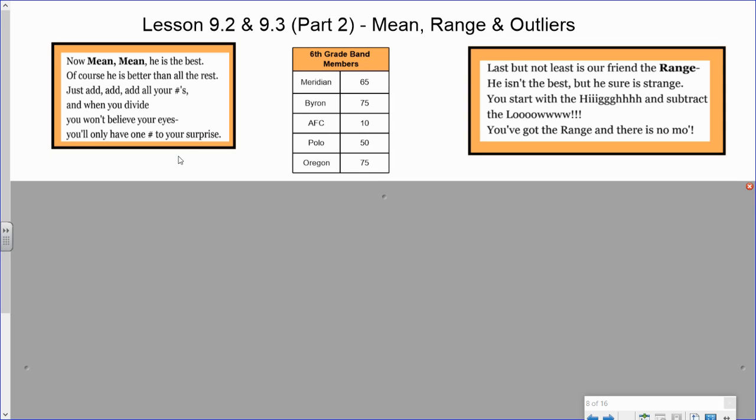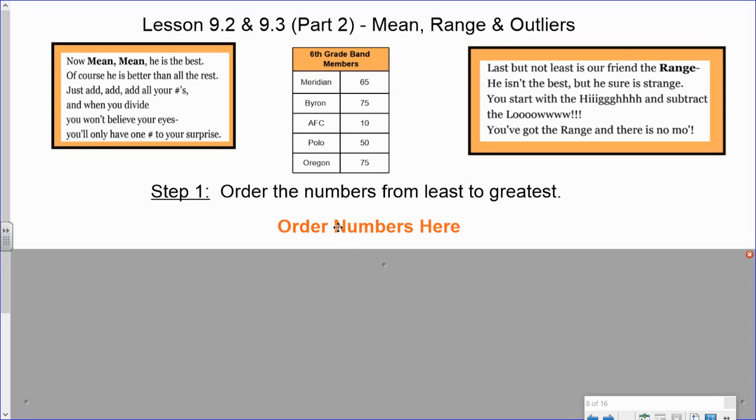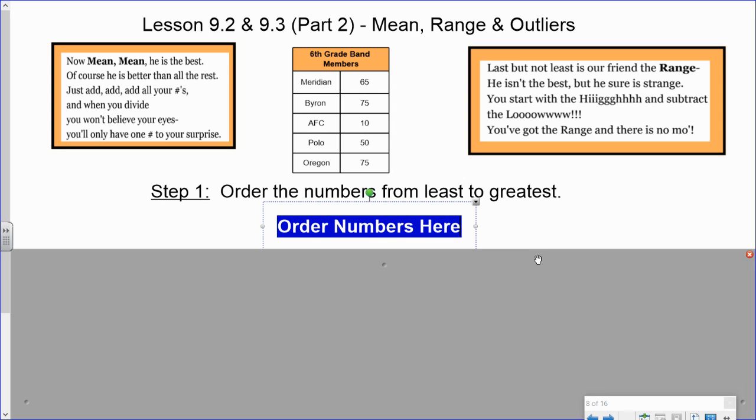So those are two of the things we're going to focus on today. And you'll notice I have a chart here that has data for us about band members who are in 6th grade across the Big Northern. And what we're going to do first, and you're going to want your notebook, is we're going to go ahead and order these numbers from least to greatest, just like we did before when we found the median and the mode. So we're going to take a look at our table, and our smallest number is 10. Follow that up with 50. And we have 65, 75, another 75.